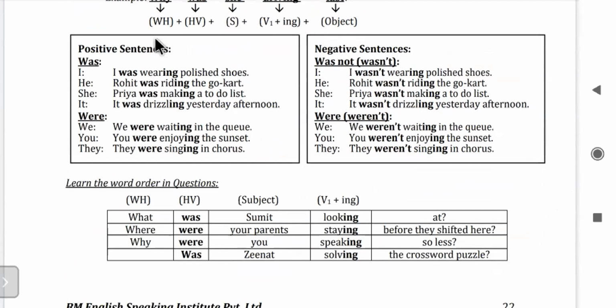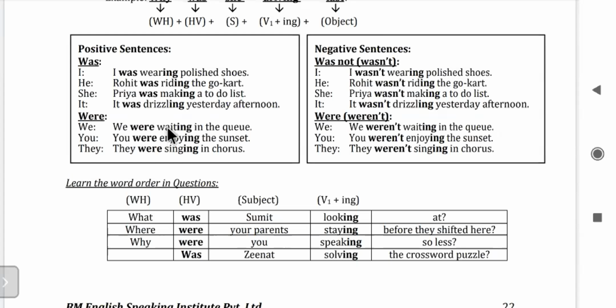Some positive sentences with was, please read them for me. I was wearing polished shoes. Negative sentence for the same: I wasn't wearing polished shoes. Rohit was riding the go-kart. Rohit wasn't riding the go-kart. Priya was making a to-do list. Priya wasn't making a to-do list. It was drizzling yesterday afternoon. It wasn't drizzling yesterday afternoon.